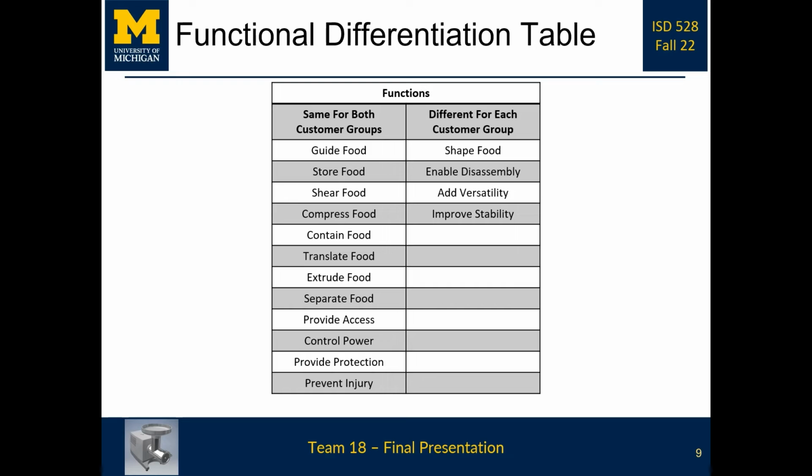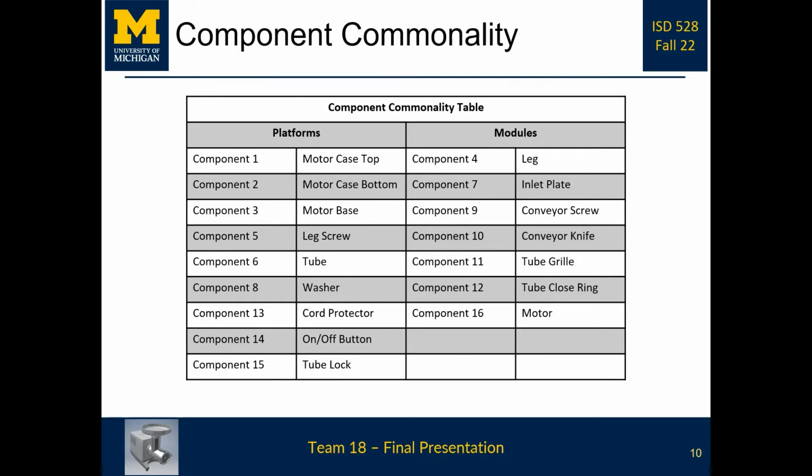Next we have the function differentiation table. Here, functives from the FAST diagram are divided into two groups depending upon them being the same or different for the primary and secondary customer groups. Next coming up is the component commonality table. The function differentiation table was used to prepare the component commonality table, and parts were defined for platform and modules.